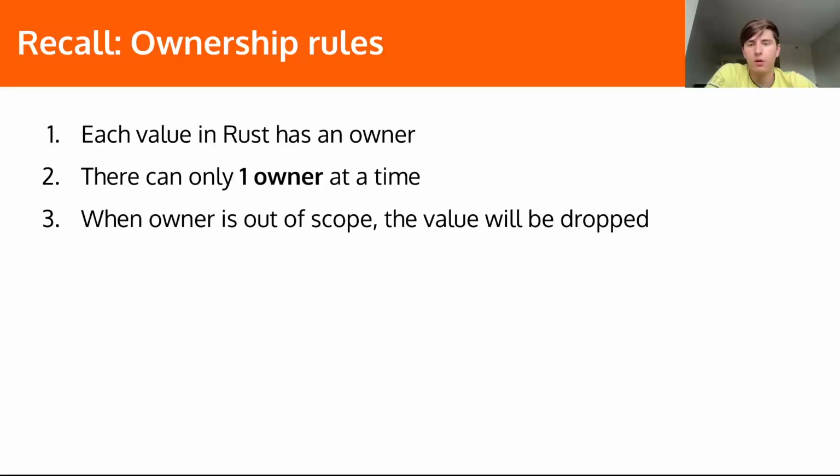Let's go over the ownership rules again. Each value can only have one owner. Each value has an owner, and each owner refers to a unique variable. Each owner corresponds to one value.